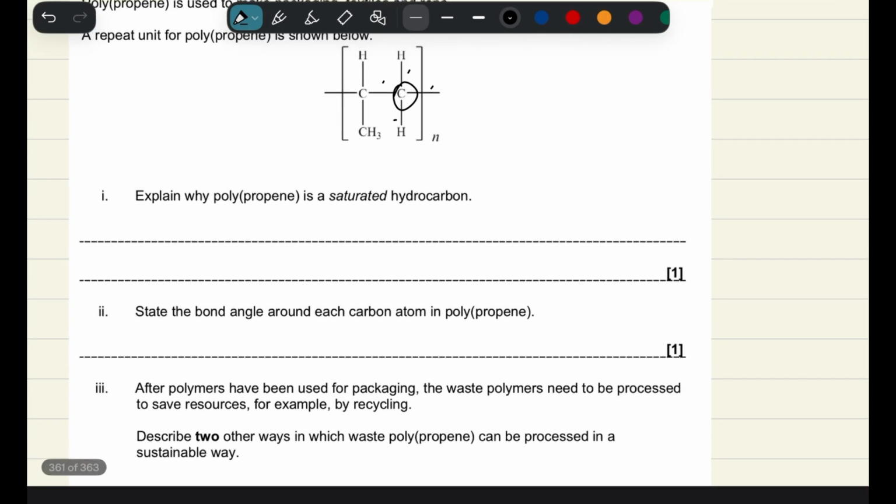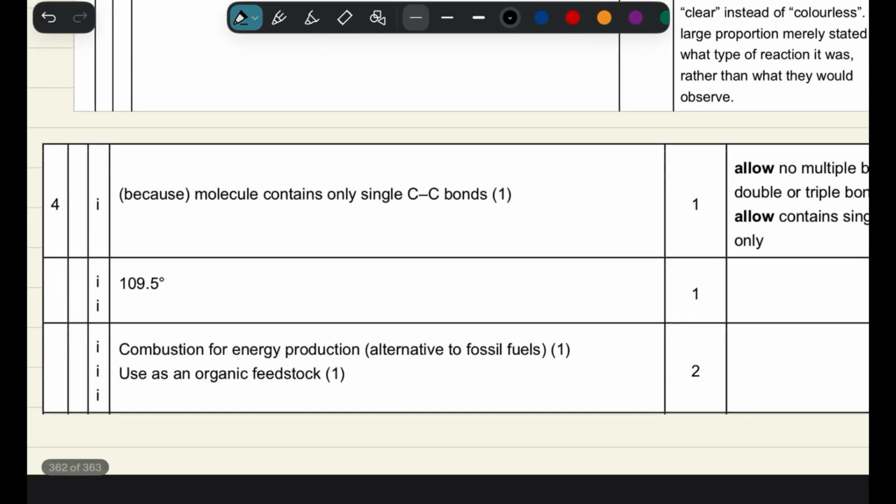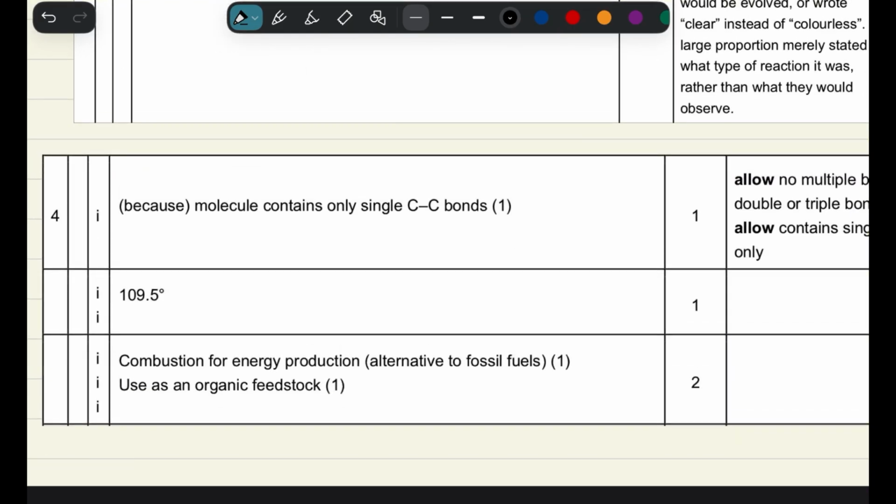And then also, just in terms of the sustainability, for these questions I always look at mark schemes and go off that. So combustion for energy production, I think we said. And the one we didn't say was organic feedstock, which I think is a really good one to say in exams. Probably should be in my notes. But yeah, just make sure you're saying things like that when it comes to the exam.